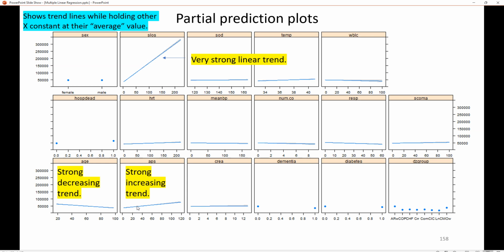much steeper looking trends, especially for age. It's got a strong decreasing trend, and the APS, which is a risk score, has a strong increasing trend. So it's just that, from the perspective of the plots, these mostly look flat, but many of these are very significant predictors. It just points out how important knowing the length of stay is to predicting total hospital cost. That's a really strong trend we're seeing. That means that as the length of stay gets longer, the hospital cost gets higher.